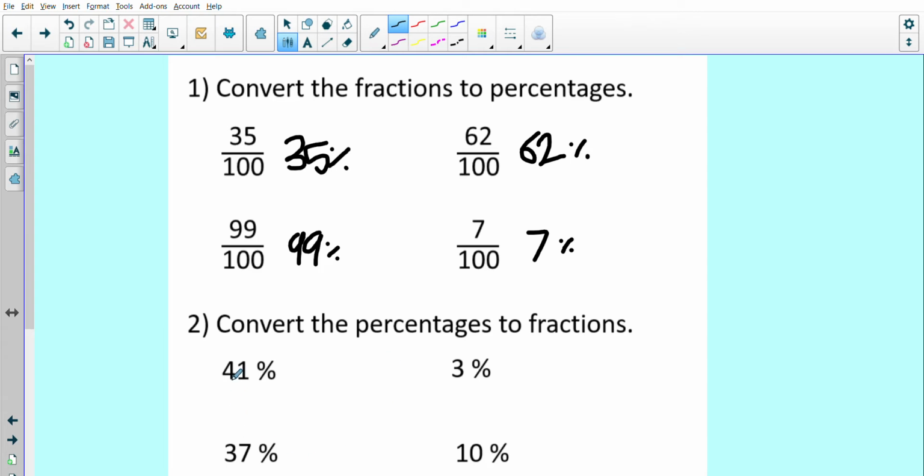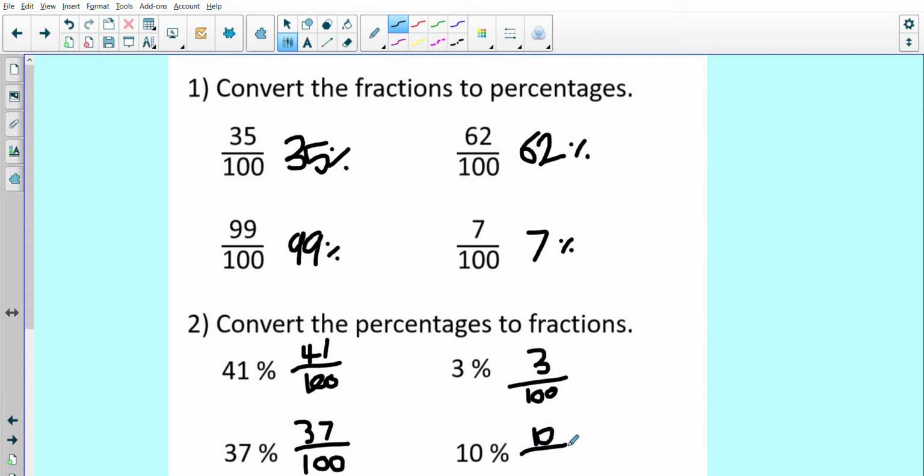So, doing it the other way around now, 41% is equivalent to 41 out of 100. 3% is equivalent to 3 out of 100. 37% is equivalent to 37 out of 100. And 10% is equivalent to 10 out of 100.